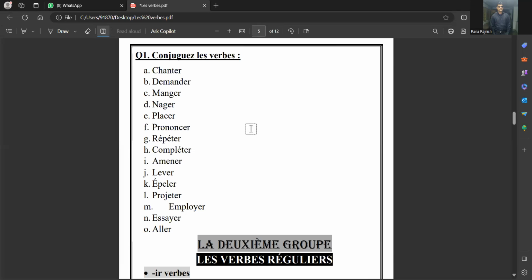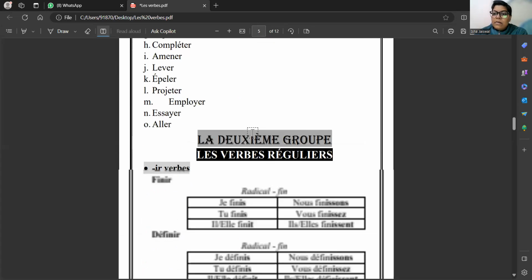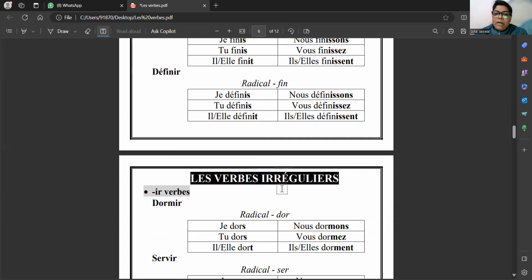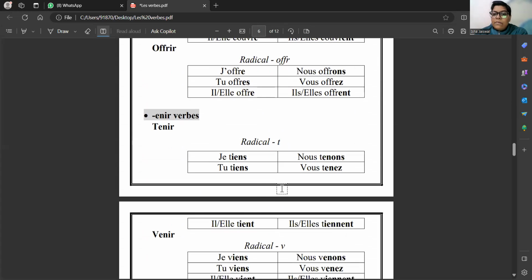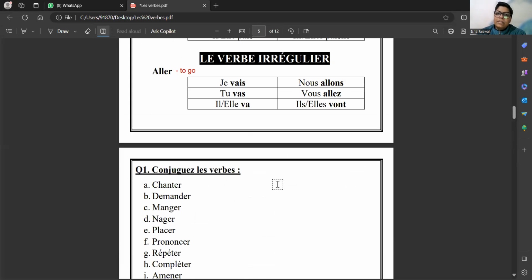Within this week, today we have done ER verbs. On Wednesday, I'll be doing the second group of verbs. Friday, I'll be doing the third group of verbs. So within this week, I'll be finishing the verbs. But if you ask for more verbs, I will give you more verbs.